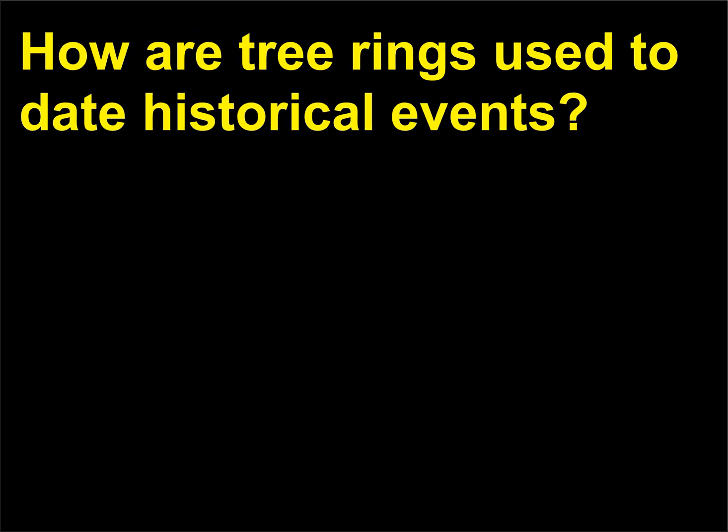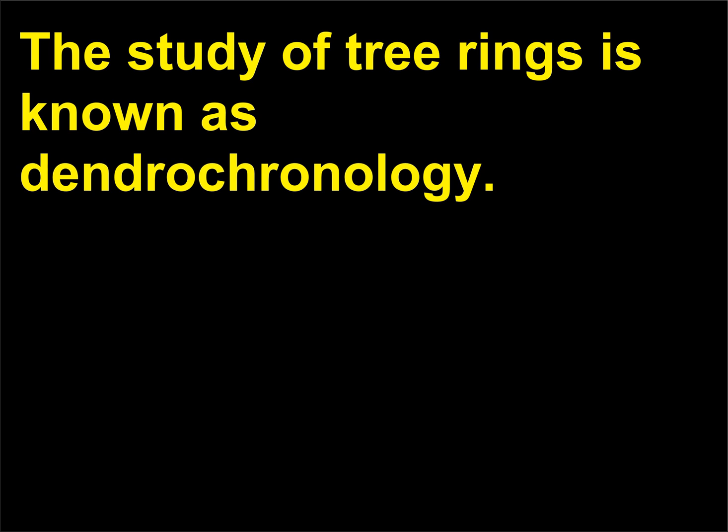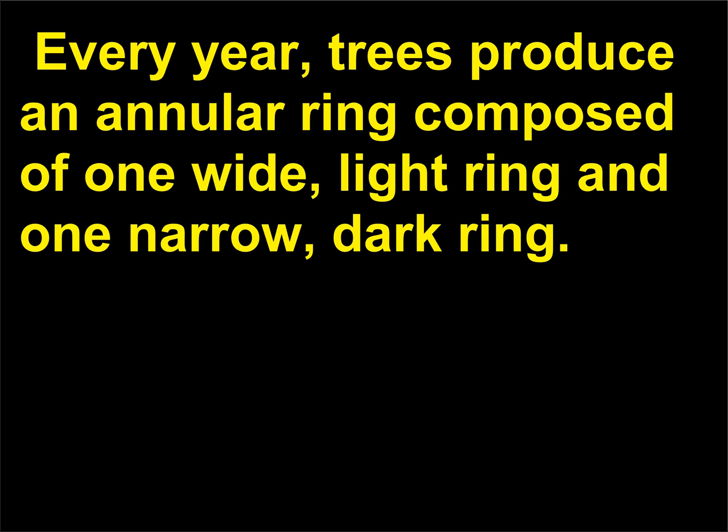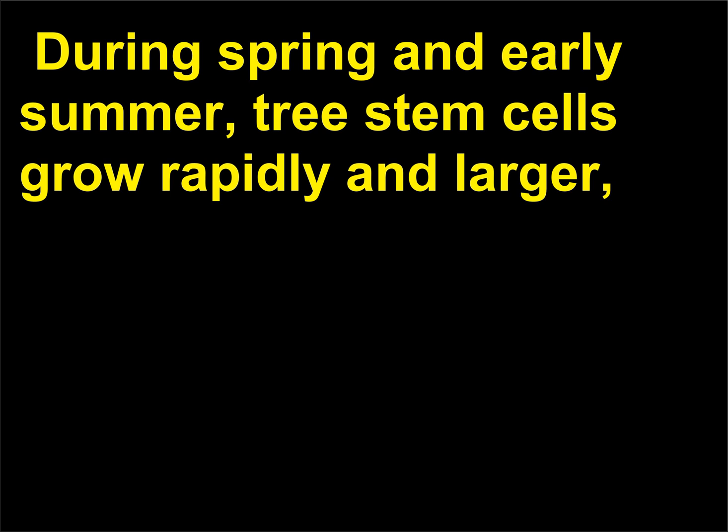How are tree rings used to date historical events? The study of tree rings is known as dendrochronology. Every year, trees produce an annular ring composed of one wide, light ring and one narrow, dark ring. During spring and early summer, tree stem cells grow rapidly and larger, thus producing the wide, light ring.